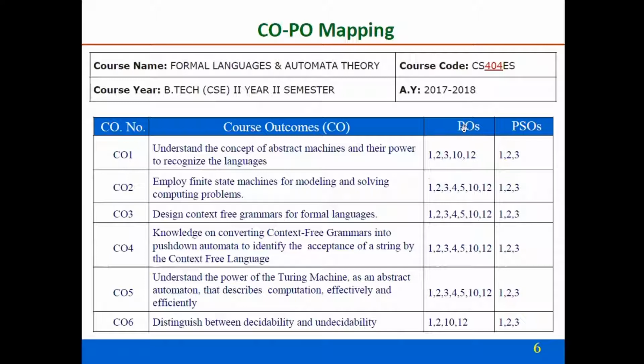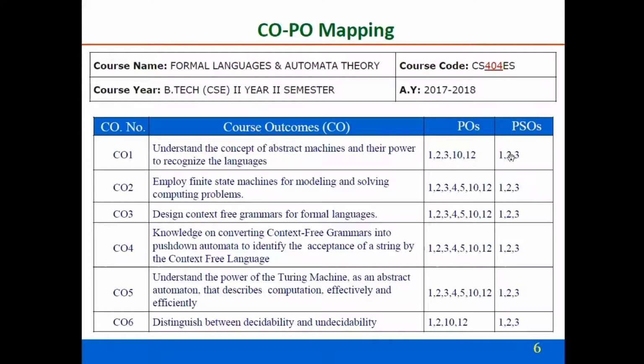Now here POs and PSOs are listed by considering all COs. Once the mapping POs and PSOs are identified, what is the level of mapping? That can be defined using the matrix, the course outcomes and program outcomes matrix. Here CO 1 to 6, then POs 1, 2, 3, 10, 12. For CO1, CO1 is mapping with PO1 at which level? Then CO1 is mapping to PO2 at which level? Then CO1 is mapping to PO3 at which level?